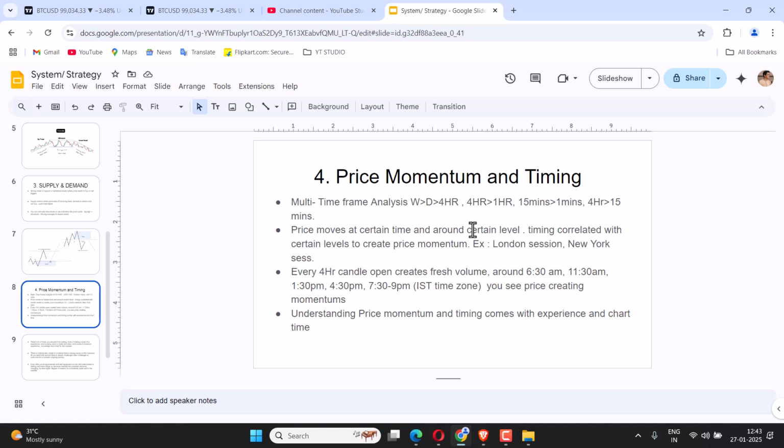So every 4-hour candle a fresh volume enters the market. Okay, and you'll see the price creating momentum with the timing. So understanding price momentum and timing comes with experience and chart time. Okay, but you can always keep in mind the 4-hour trend. Always go with the 4-hour trend direction. Usually it plays out according to that.